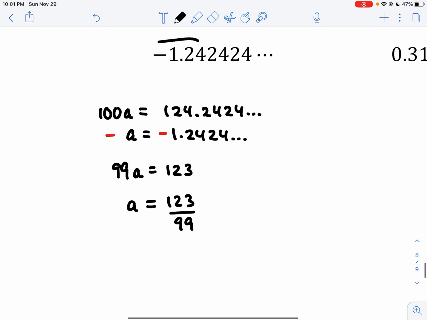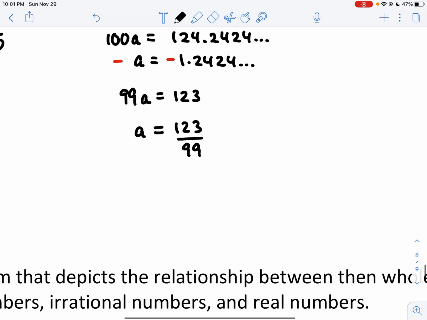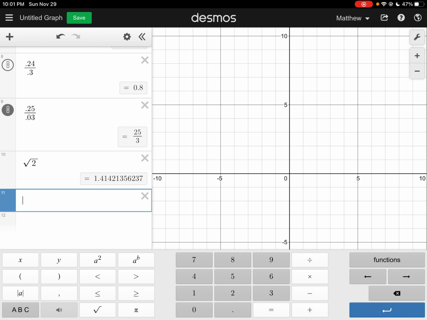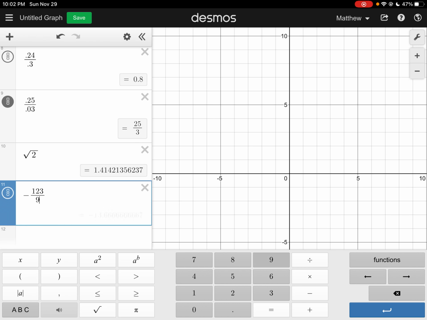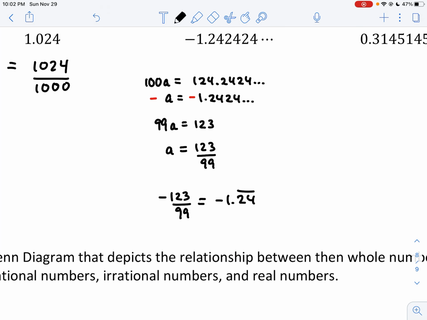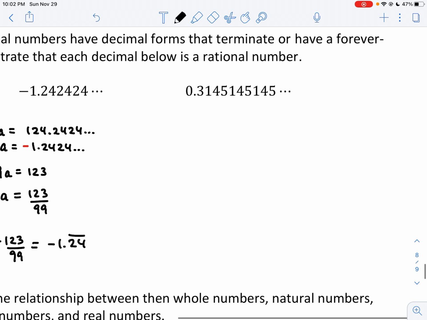So we know that the negative of this would be this negative decimal that we see here. So that tells me that negative 123/99 is the same thing as negative 1.24 repeating. Let's confirm that with my calculator. Negative 123 divided by 99. And notice in decimal form it's 1.2424242424, etc. It's not showing you all the digits. They do go forever.